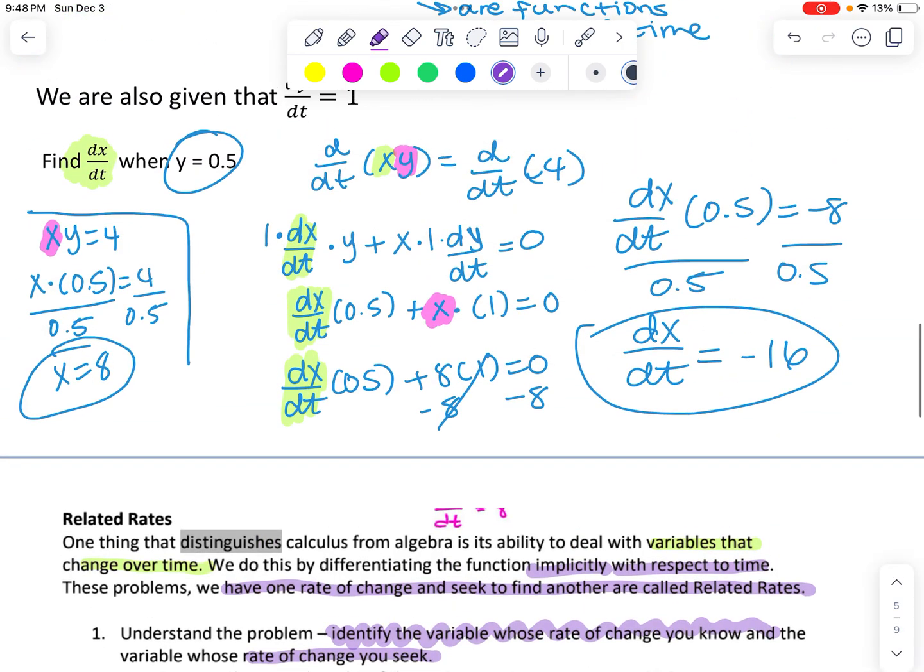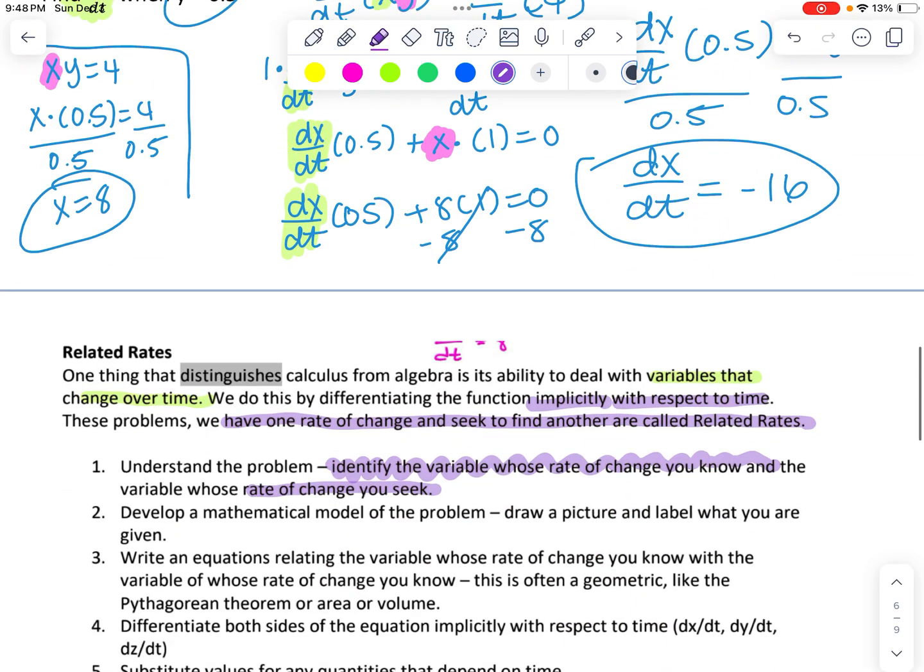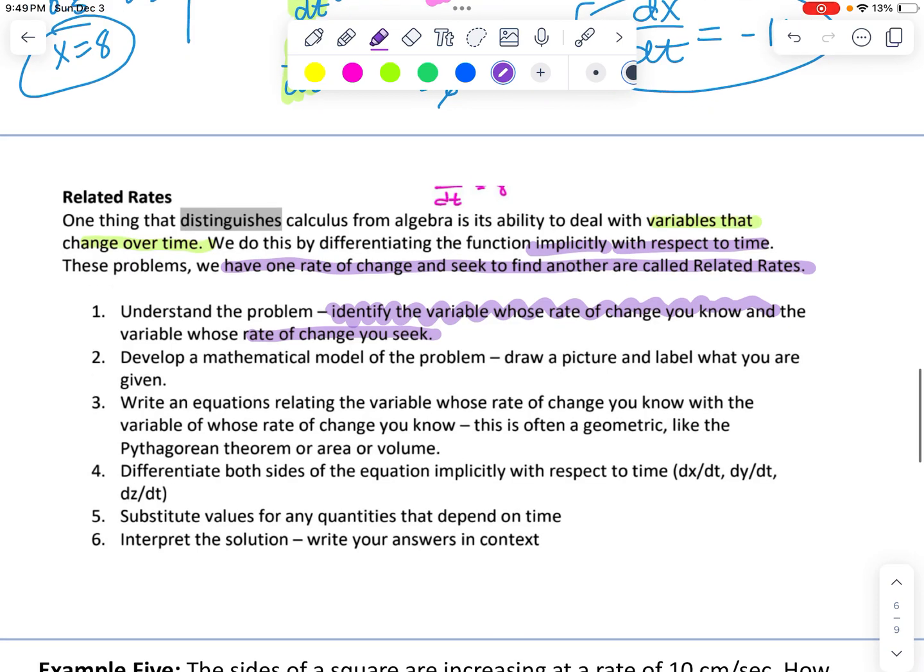If you notice in all those problems, I was highlighting what we needed to find. You'll develop a mathematical model of this problem. Draw a picture and label what you're given. So this concept right here, we'll draw a picture. That's just going to help us understand the problem a little bit deeper.